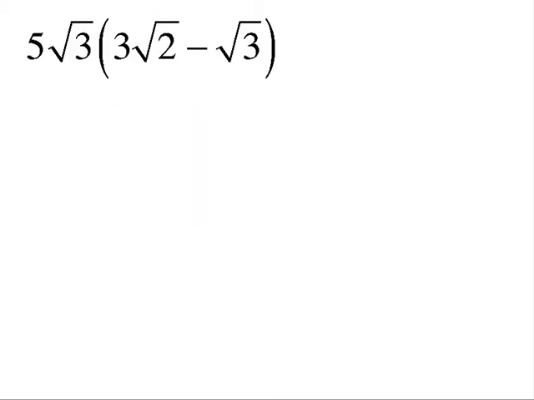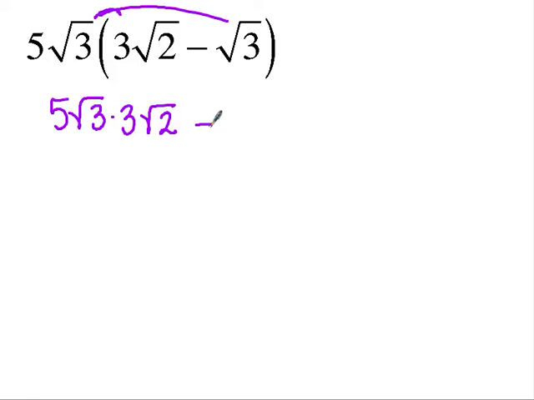Let's go ahead and look at another one of those. 5 root 3 times 3 root 2 minus root 3. So what do we do? Distribute. So when I distribute that, I've got 5 root 3 times 3 root 2 minus, what do I have? 5 root 3 times root 3.